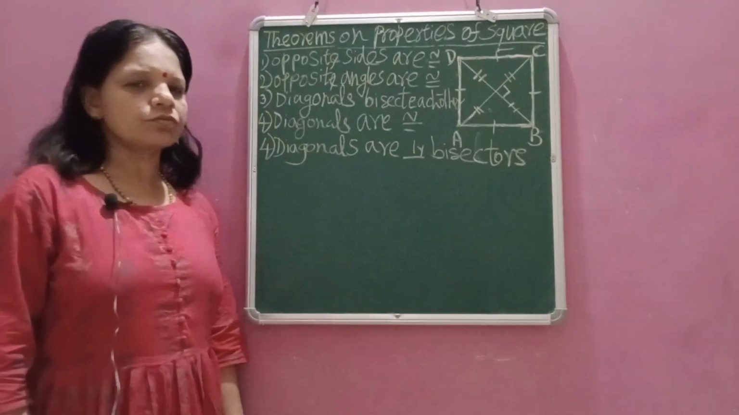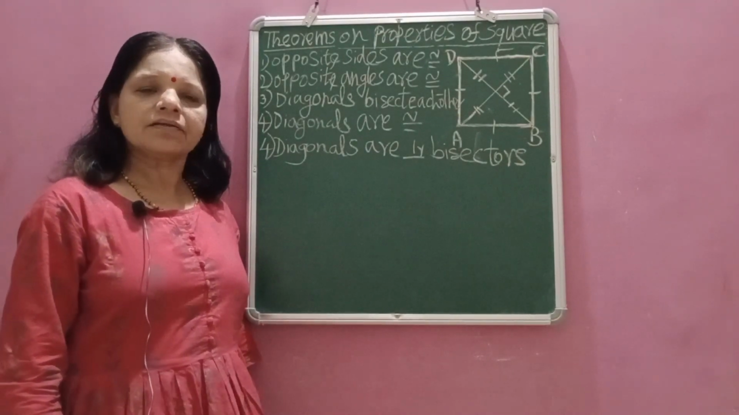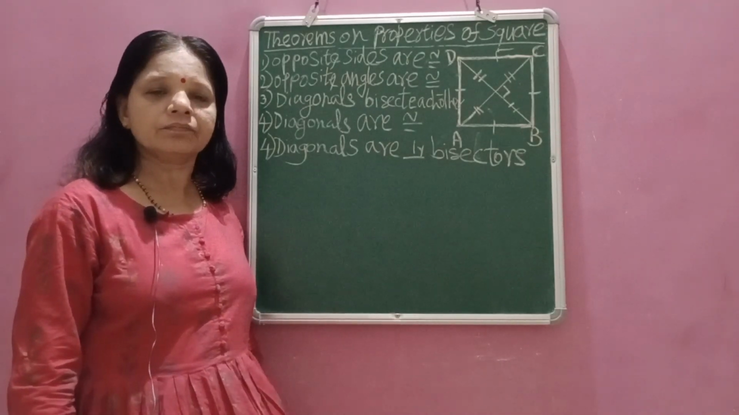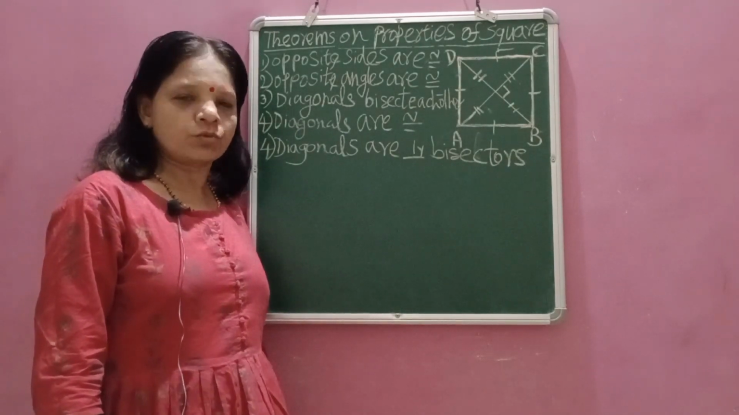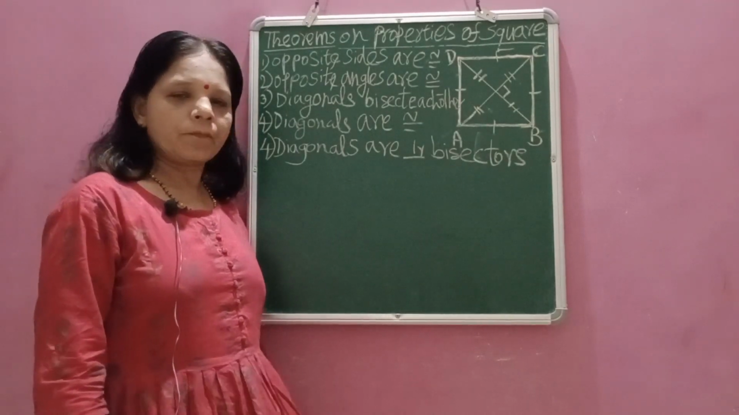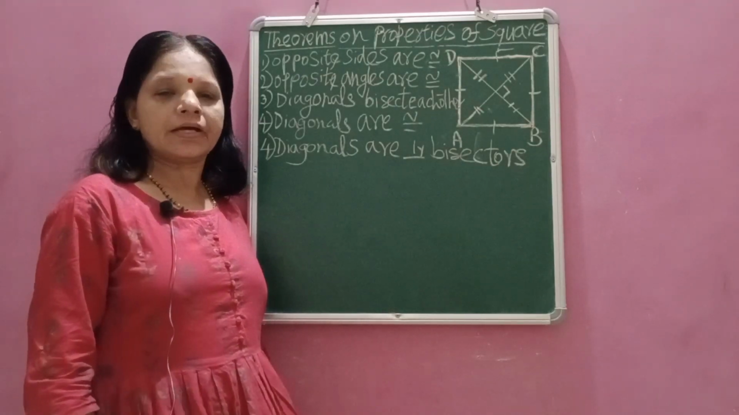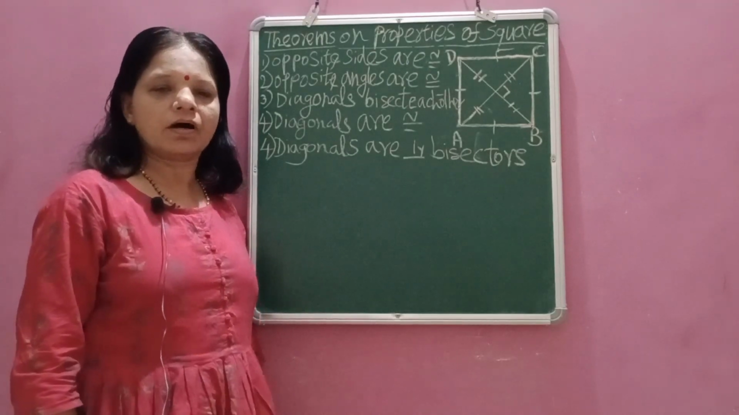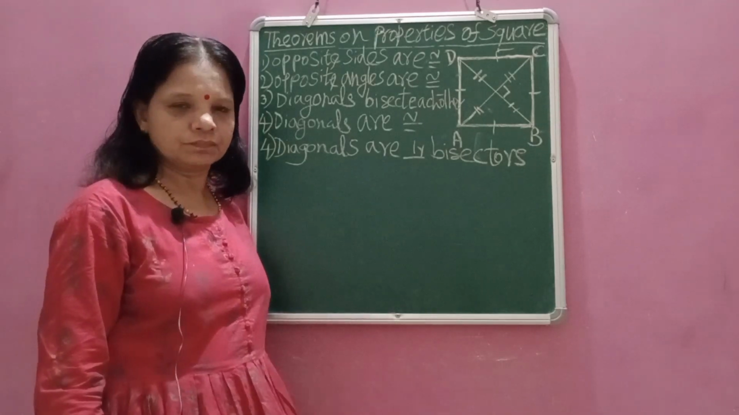The definition of square is the quadrilateral with all the sides equal and all the angles equal, then the quadrilateral is a square. Therefore, since all the sides are equal, opposite sides are equal, therefore square is a parallelogram. So all the properties of parallelogram are applicable for the square also.